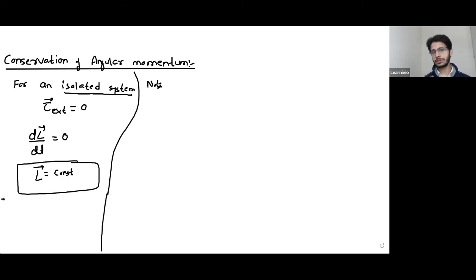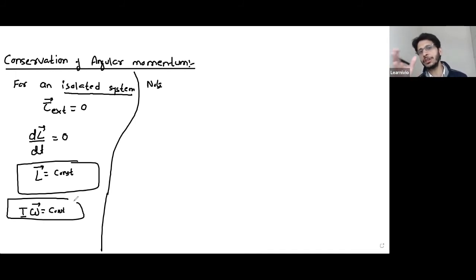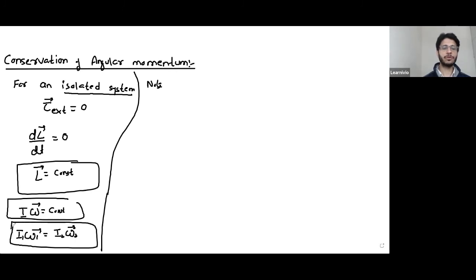Next, how would you use this concept in application and in numericals? L is basically I into omega. When I'm saying that L is constant, that means the product of I into omega is constant. When I say constant, that means its value is not changing, the value of I into omega. So I can write that I1 omega 1 is equal to I2 omega 2.